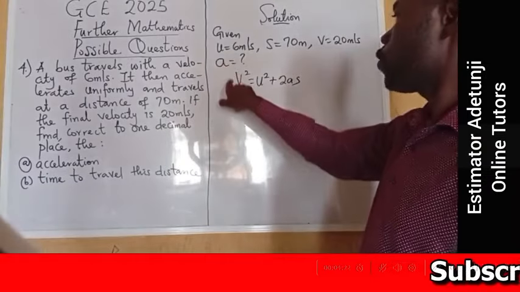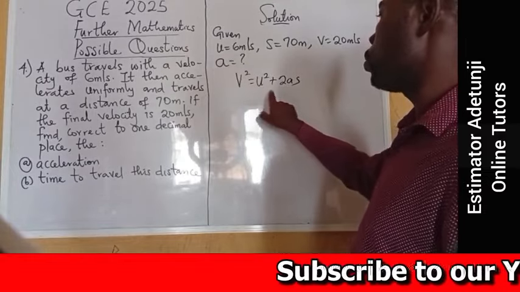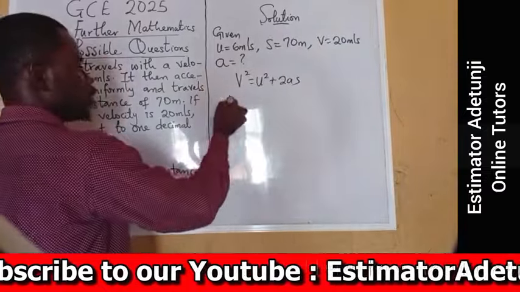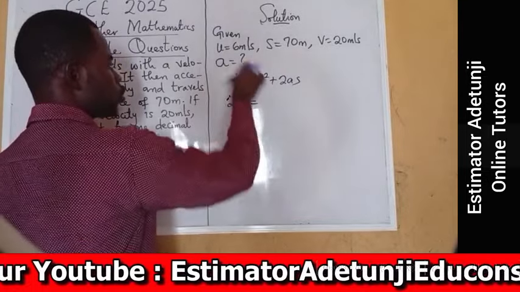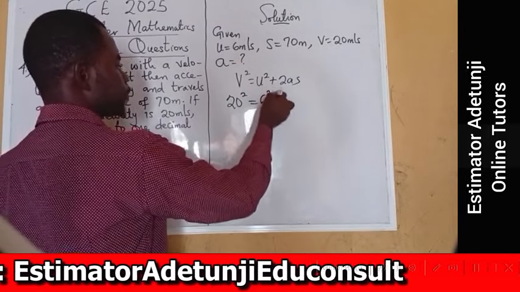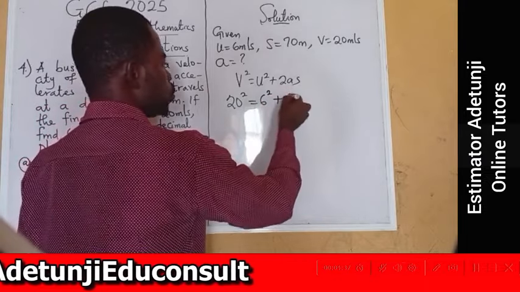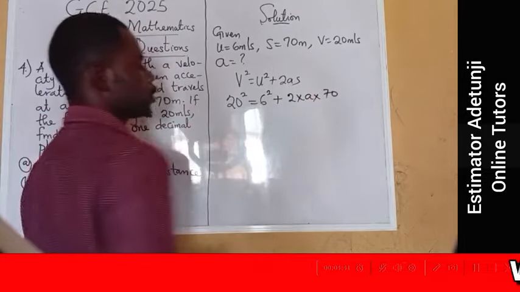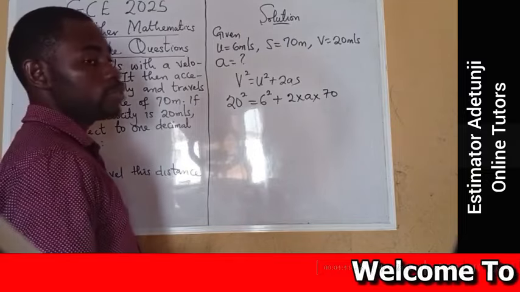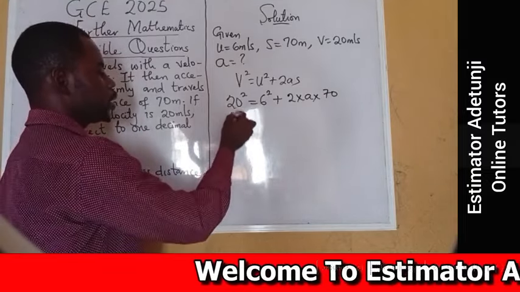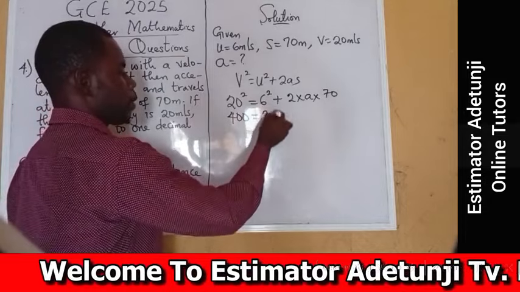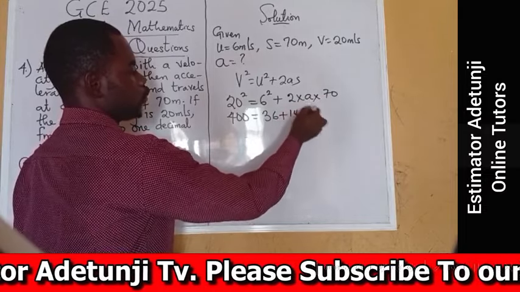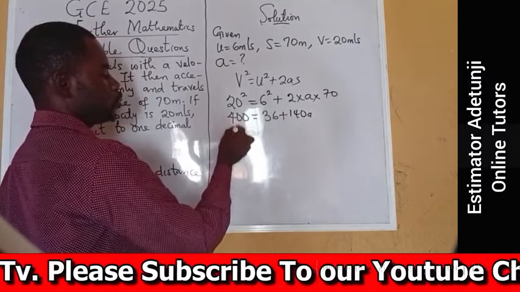Alright, without wasting time, we have v squared equals u squared plus 2as. We have our v in the question. Our v is 20. We say 20 squared equals u squared, that is 6 squared, plus 2 times a times our s, which is 70. So with this, we can continue with simple mathematics. We have 400 equals 36 plus 2 times 70, which is 140a. Collect your like terms.